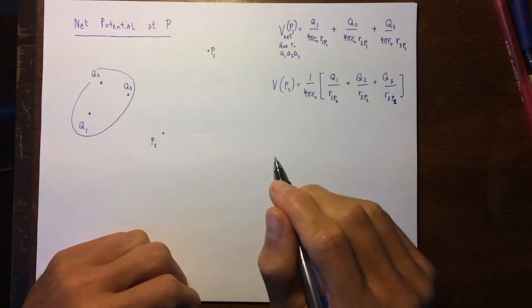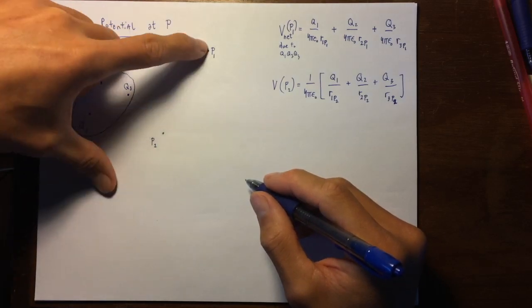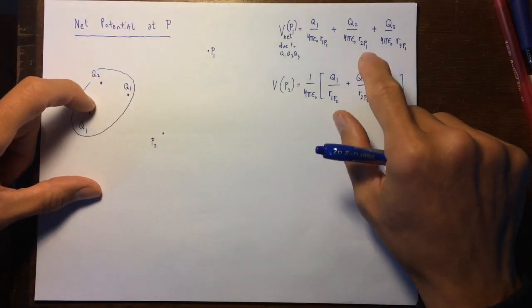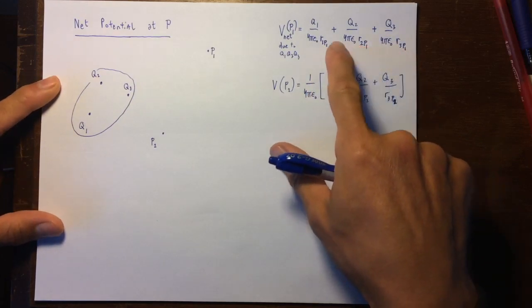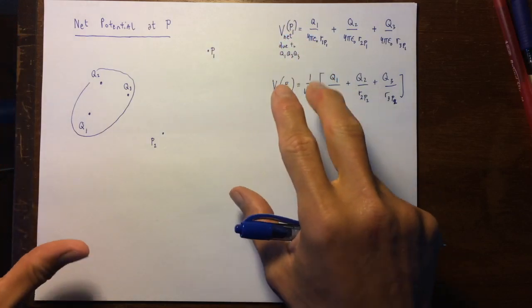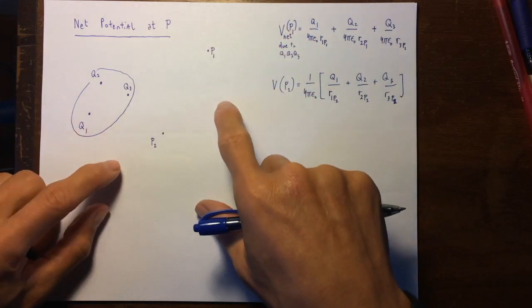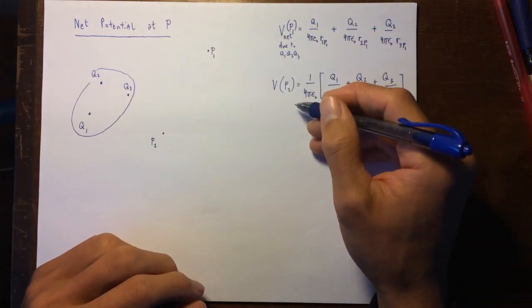So this is describing the net potential at two different places. What you need to know is the values of the distances. So if you had a coordinate system, you would likely have to use some Pythagorean theorem stuff.